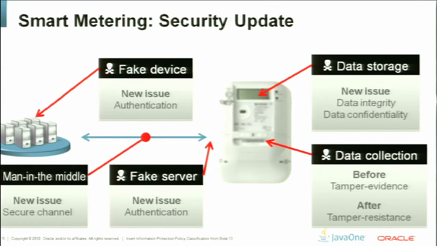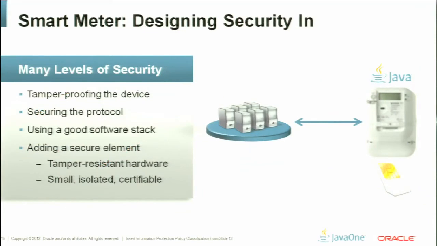And the last one is the man in the middle, which is that somebody can come and look at what is happening or modify the communication, which means that here we need a secure channel, once again, that protects both in integrity and confidentiality. So in order to do that, we're going to have to design the security in the meters.